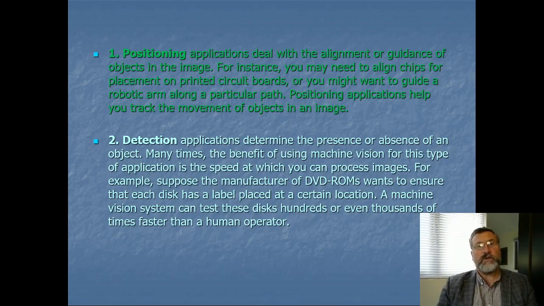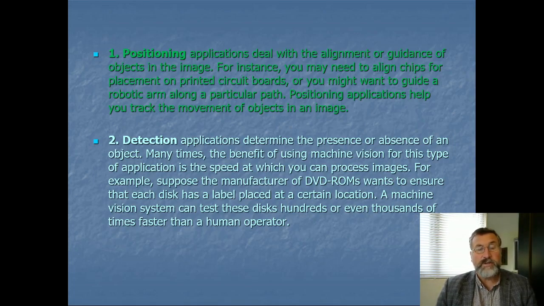So starting off talking about positioning, and here we're talking about alignment or guidance of objects in the image. That could be simple things like electronic components being aligned on a printed circuit board, or a robotic arm, as it says there, going through a particular path. And we're trying to check the movement of the object.